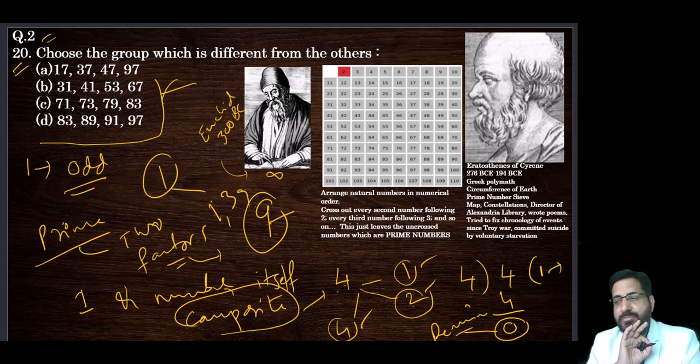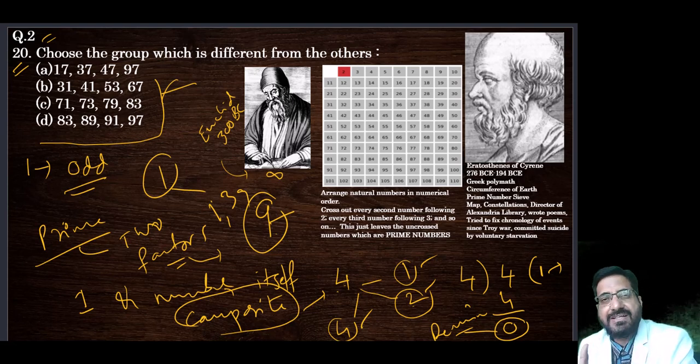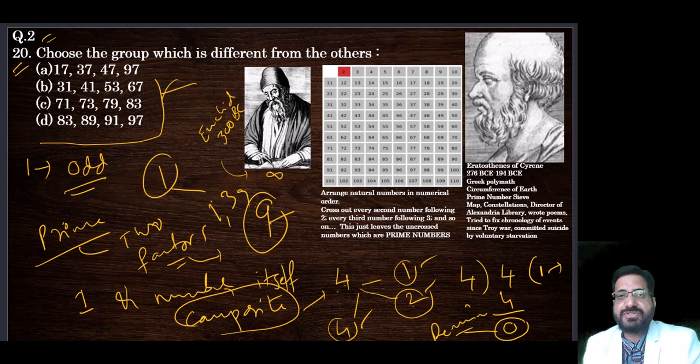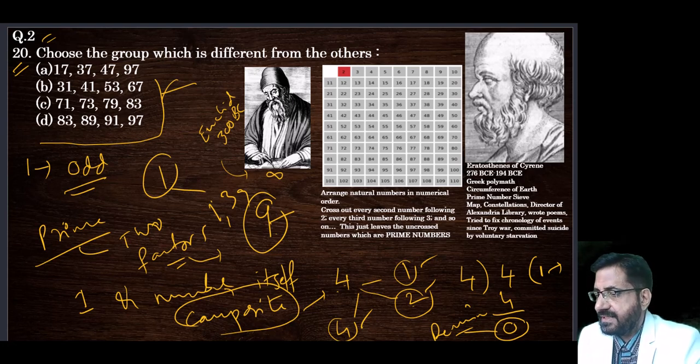Here all the numbers given in the 4 groups A, B, C, D are odd numbers. We know that all prime numbers are odd, but we also know that not all odd numbers are primes. Let us find out now, is there any prime number in this? Is there any composite number in this? Let us see. 17, 17, 17.